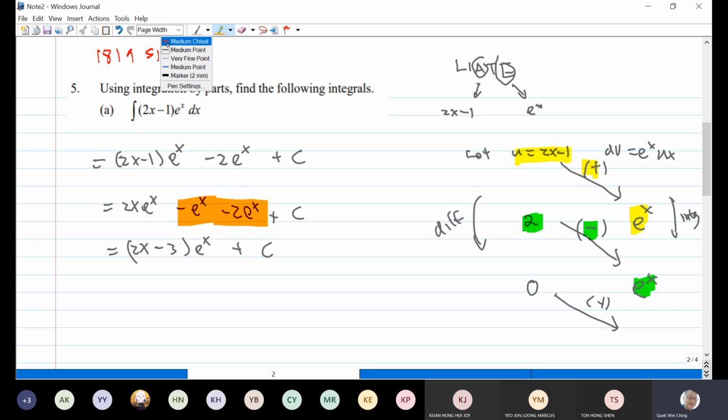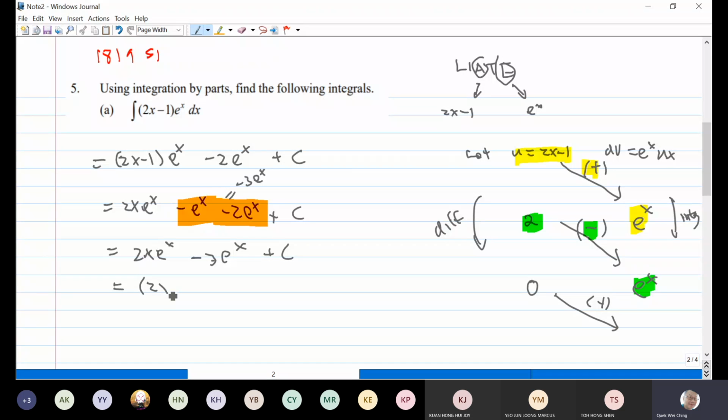So this will give you minus 3 e to the x. So we can combine them together. Okay, maybe I write another step here. So that this is 2x e to the x here, minus 3 e to the x, plus c. And then you combine them with 2x minus 3.